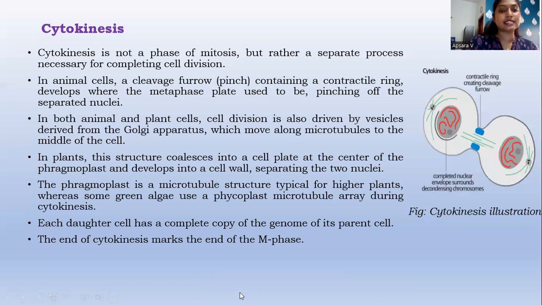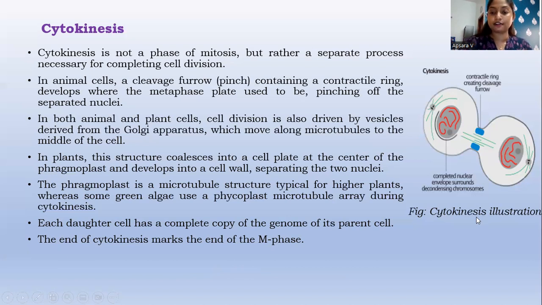So the phragmoplast is a microtubule structure which is very typical for higher plants, whereas some green algae use a phycoplast microtubule array during cytokinesis. So each daughter cell has a complete copy of the genome of its parent cell. The end of cytokinesis marks the end of the mitotic phase of cell division. Here in the image, you can see the cytokinesis. There's a contractile ring creating a cleavage furrow, and it therefore creates two different cells, each with a set of chromosomes.